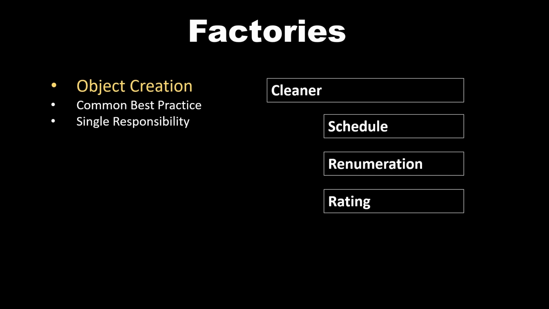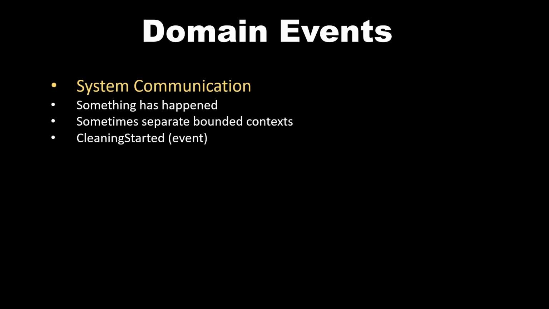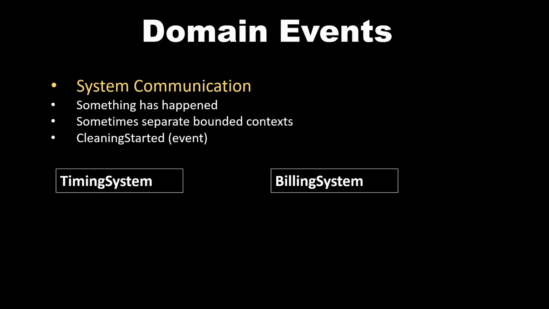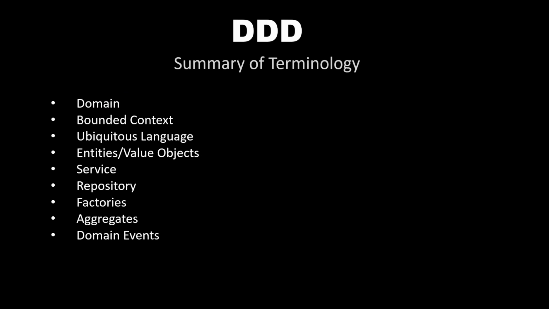Domain events are simply communication across the system. So for example, if a cleaner has started working, an event would get raised and this information would get sent to the rest of the system. So that is the terminology in as brief as possible, and I hope all of this was helpful.